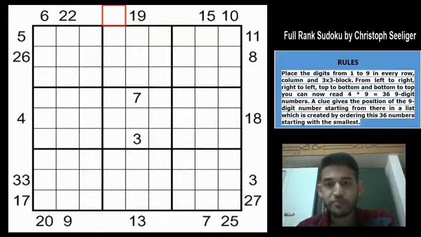The rules are: you have to place the digits from 1 to 9 in every row, column and 3 by 3 block. From left to right, right to left, top to bottom and bottom to top, you can now read 4 into 9, which is equal to 36, 9-digit numbers. A clue, by a clue it means the outside clue, gives the position of the 9-digit number starting from there in a list which is created by ordering these 36 numbers starting with the smallest.